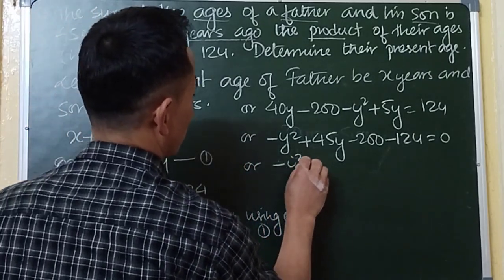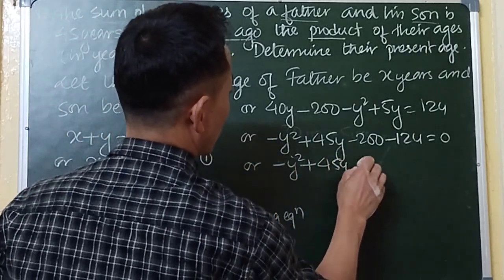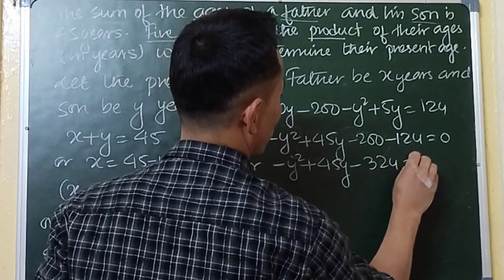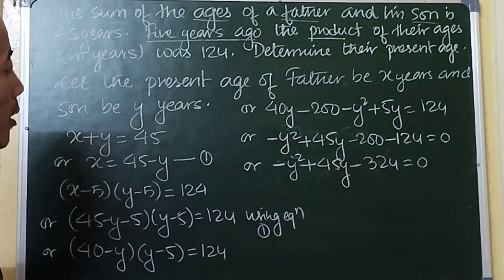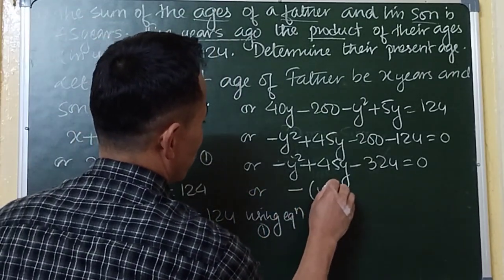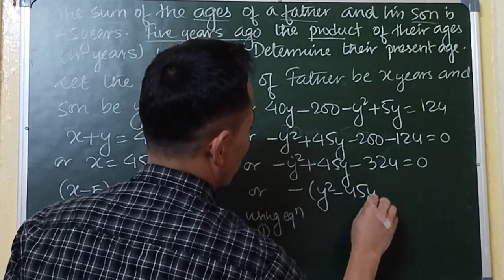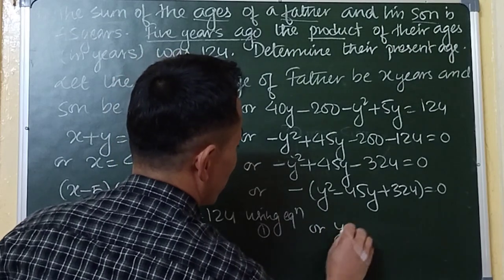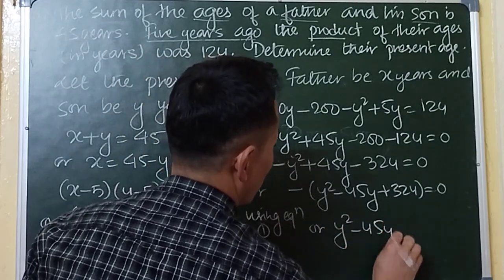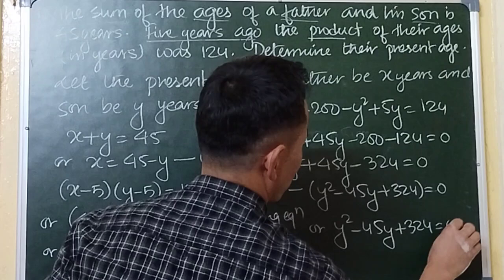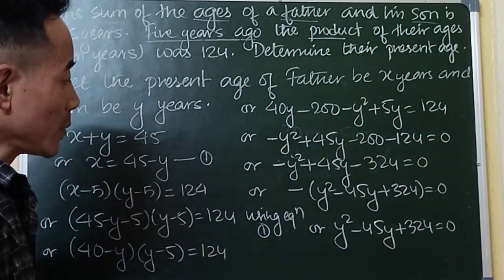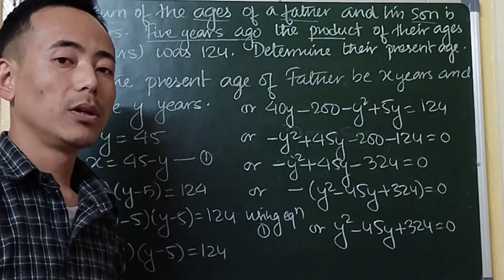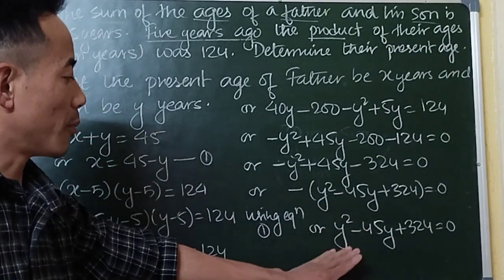So minus y square plus 45y minus 200 minus 124; the sign will remain minus, the values will be added. So this becomes 324. If you take the minus common, then this will become y square minus 45y plus 324 equals 0. So we got this quadratic equation, y square minus 45y plus 324 equals 0. We will solve this equation and obtain the value of y.